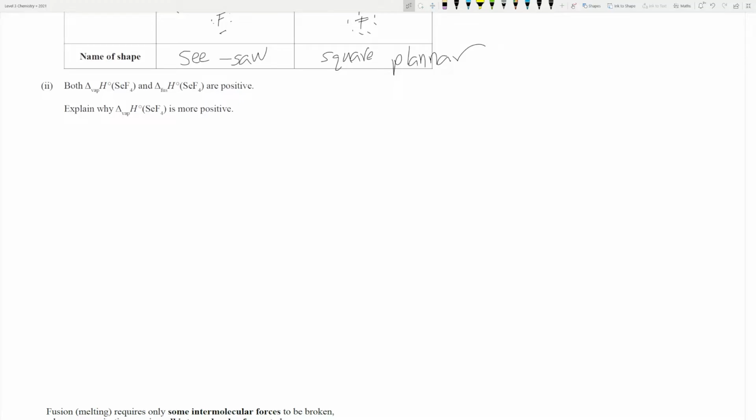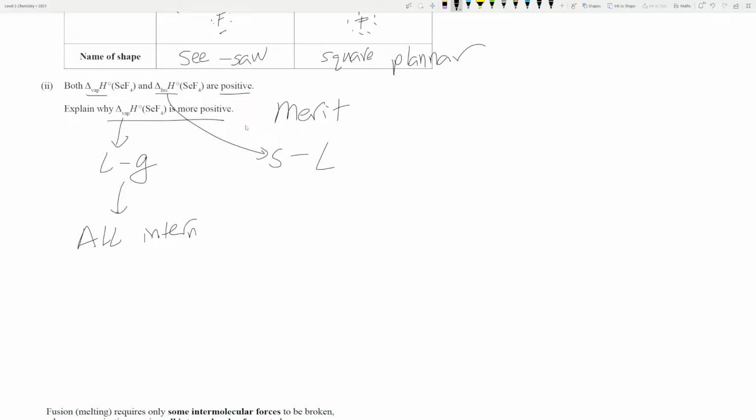All right, now both the vaporization and fusion are positive, and why is vaporization more positive? So this is a typical merit-ish type of question. You need to understand vaporization is going from a liquid to a gas. Enthalpy of fusion is going from solid to a liquid. So liquid to gas, you're breaking all intermolecular forces, and for solid to liquid, you've broken some intermolecular forces. So obviously it requires more energy to do this.